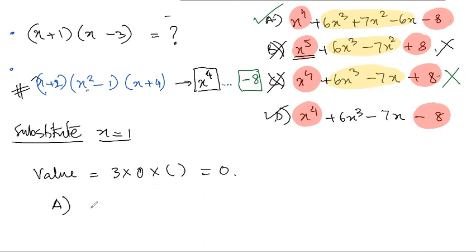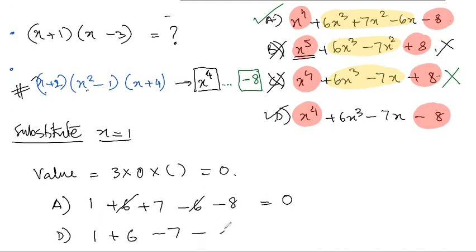So option A, I'm plugging x as 1, right? So 1 plus 6 plus 7 minus 6 minus 8. So 6 and 6 cancel, and 8, so that's 0. Okay, good. What about option D? 1 plus 6 minus 7 minus 8. So that's minus 15 plus 7. So basically 7 and 7 cancel out, so that's -8. Clearly that's wrong, so that's the answer. And we have the answer.